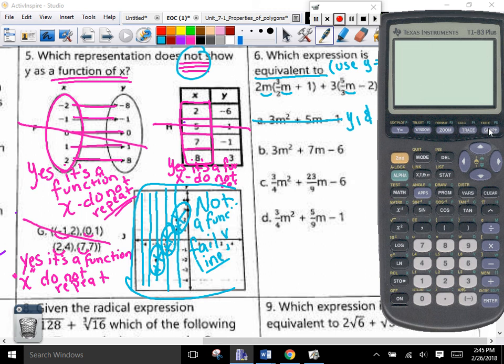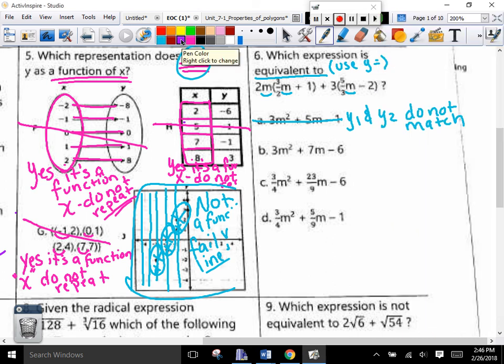Second button, graph, and I'm going to see if they match. So -6, -6. 4, 4, 20, 20, 42, 42, 70, 70, 104, 104, 144, 144. Yes, they do match. Therefore, my answer is going to be B. So my answer is going to be B, and my explanation is y1 and y2 match.